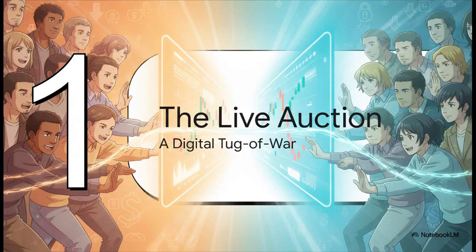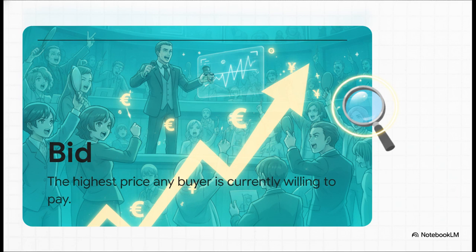All right, section 1, the live auction. Whenever you open up that buy screen for a share, you need to completely shift your mindset. You're not walking into a static retail store where prices are just printed on a barcode tag. No, you are walking into a digital, physical tug of war. On one side, you've got a crowd of people desperate to buy, and on the other, a crowd willing to sell. Let's look at the first side of this tug of war, the bid.